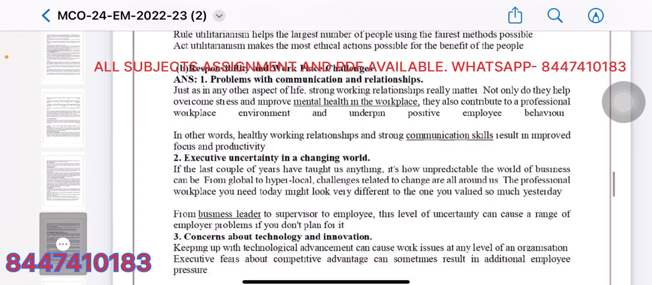Next question, responsibility and workplace challenges. Problem with communication and relationship. Just as in any other aspect of life, strong working relationships really matter. Not only do they help overcome stress and improve mental health in the workplace, they also contribute to a professional workplace environment and underpin positive employee behavior. In other words, healthy working relationships and strong communication skills result in improved focus and productivity.